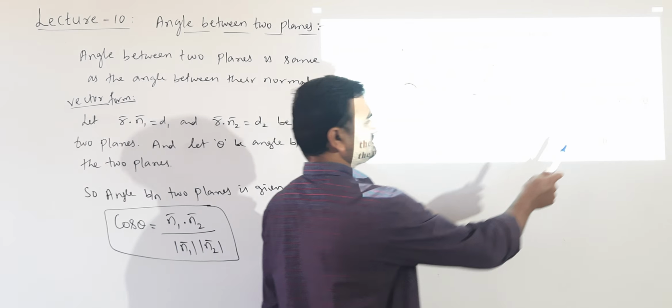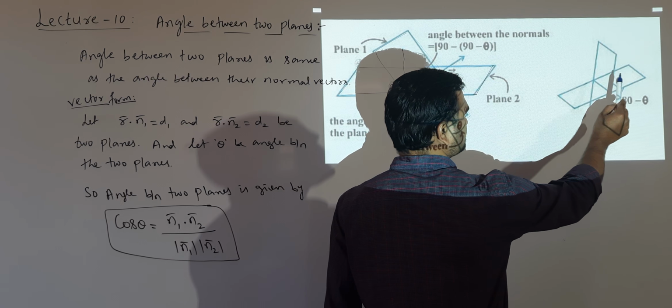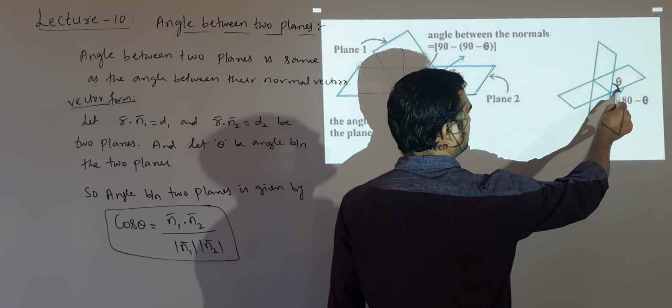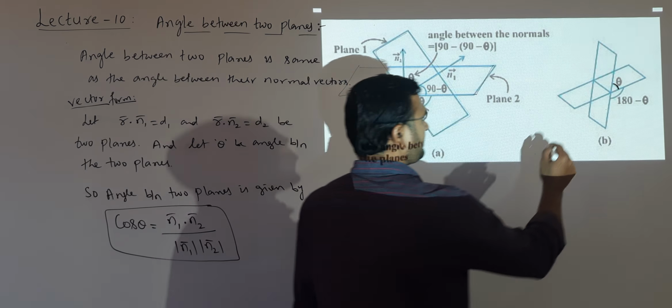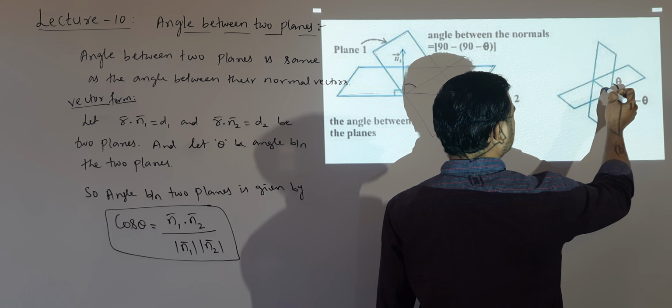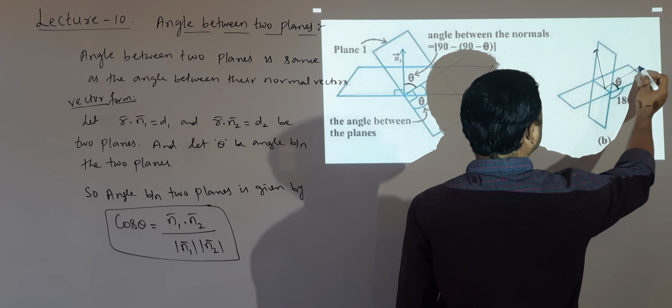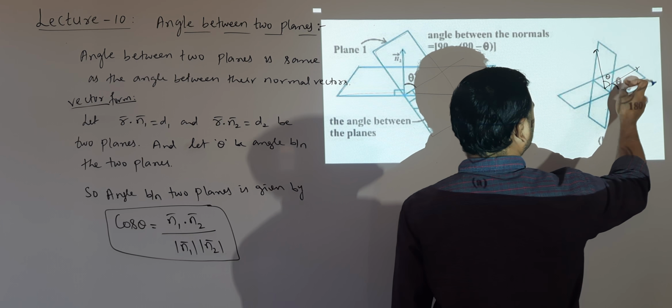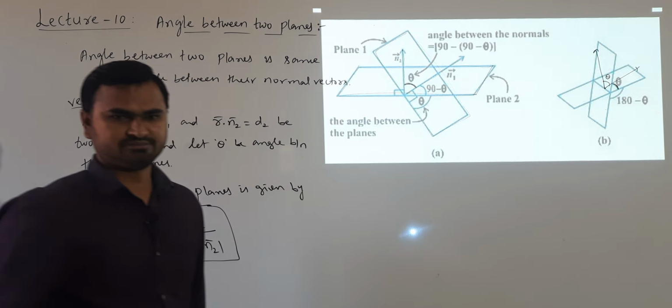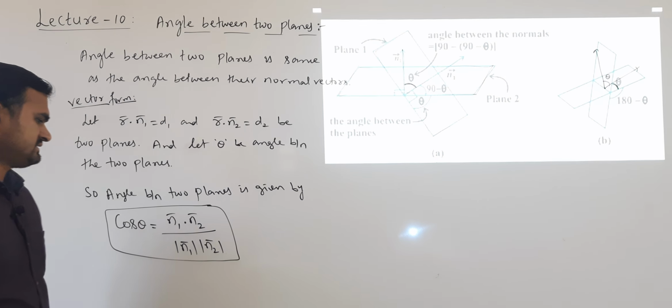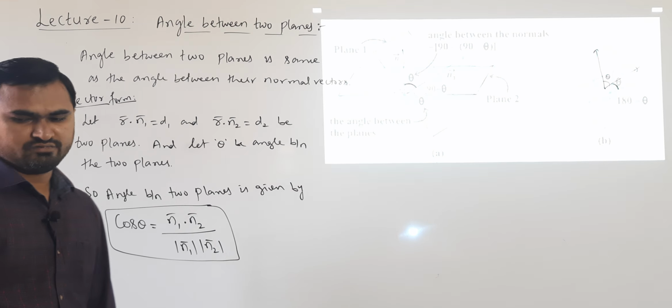Like this: this is the first plane, this is the second plane, and this theta we need. That theta will be the same as the angle between the normals. So for the first plane you take a normal and for the second plane you take a normal like this. So this theta and this theta will be the same. Understand? This is in vector form.